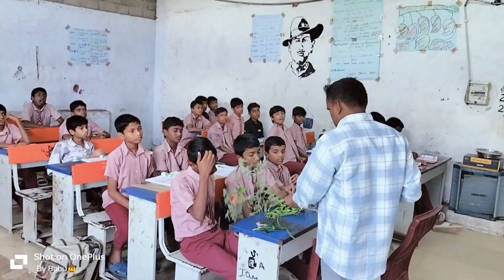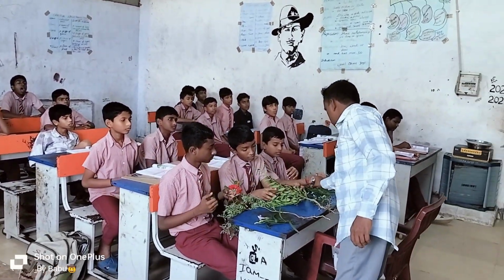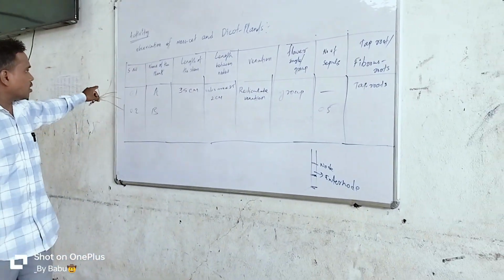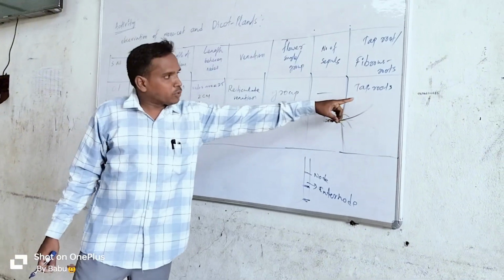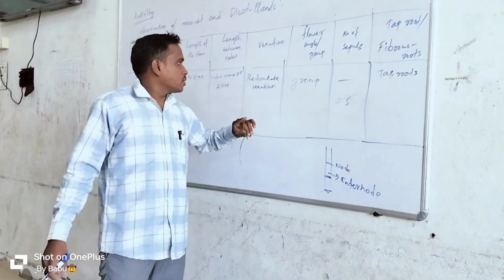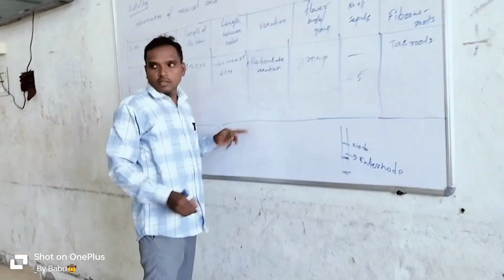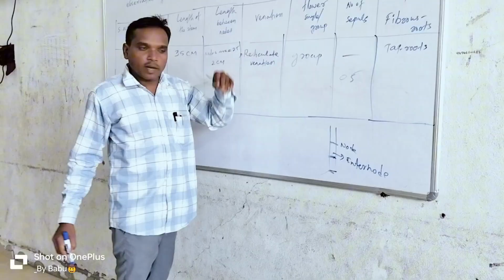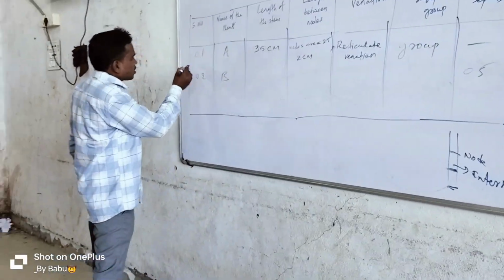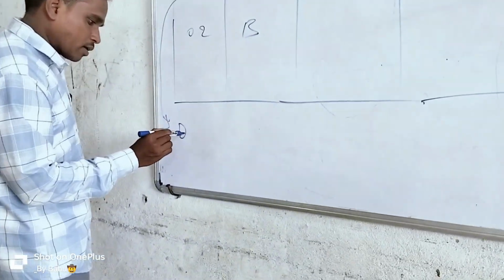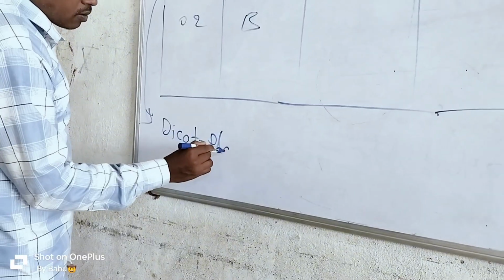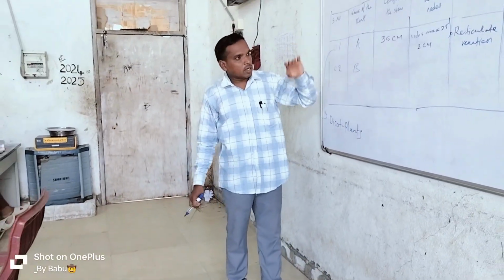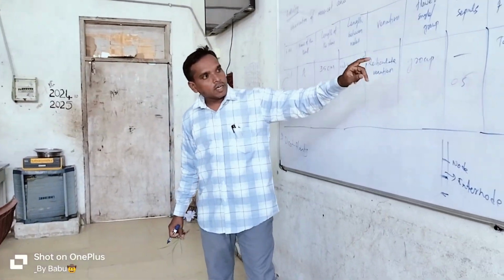Now I am giving you these plants, and you have to notice them and write the characteristics of the plant. See, actually this one has a taproot system and reticulate venation. These are the important characteristics of which plants? Dicot plants. Mostly, all the dicot plants have reticulate venation and taproot system.